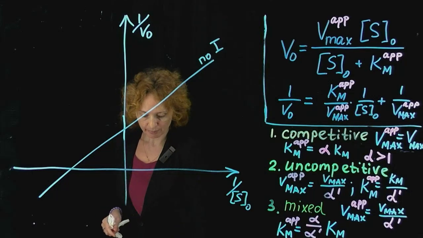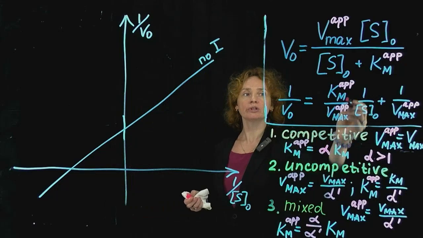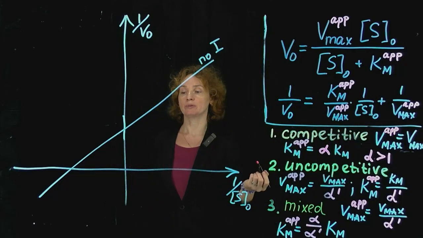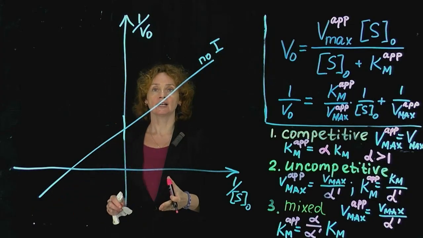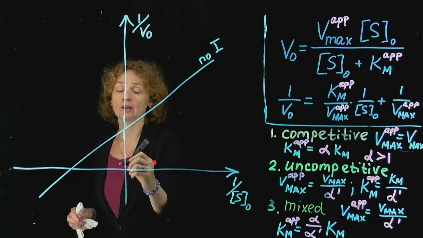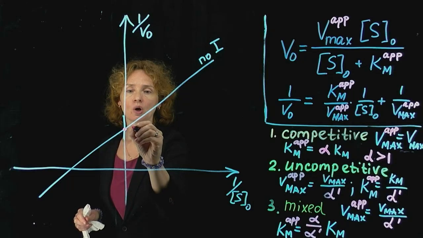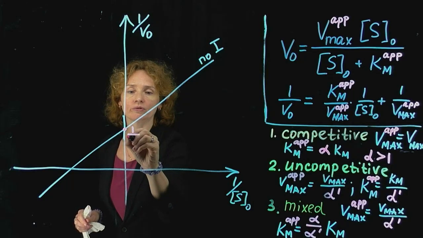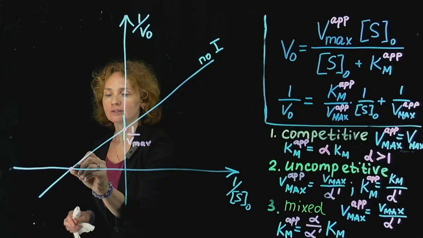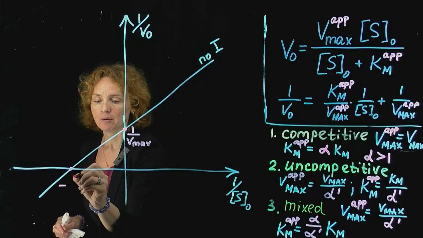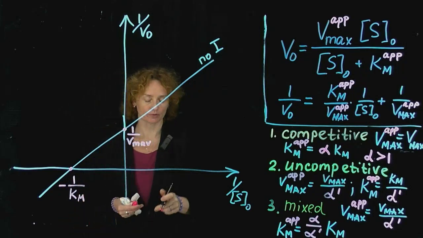And the position, so the slope, of course, will be the ratio between Km and Vmax. But we usually analyze the plot by determining the plot's intercepts. So the y-intercept here will give us 1 over Vmax. And the x-intercept here will give us minus 1 over Km. So that's in the absence of inhibitor.